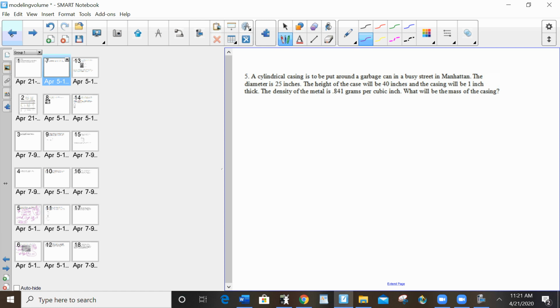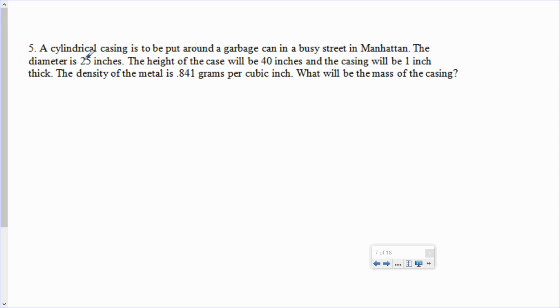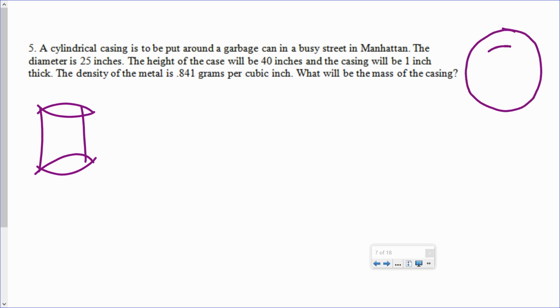So a cylindrical casing is to be put around a garbage can in a busy street in Manhattan. So you have a cylinder. Now, if this thing is going around a garbage can, you have to kind of envision this here. It's going to be hollow, because how is it getting around this garbage can if it's not hollow? So whenever we have something hollow, remember, I want to see a cross-section of it.